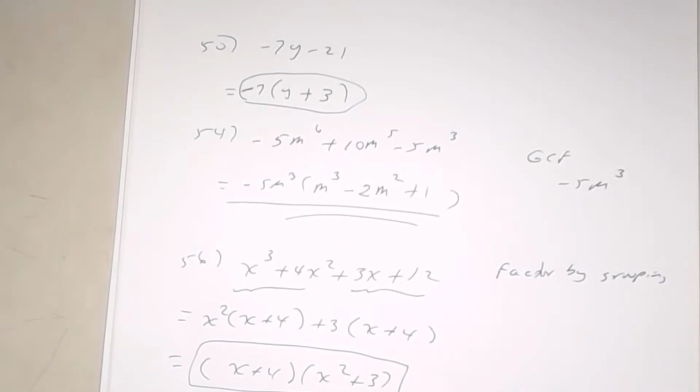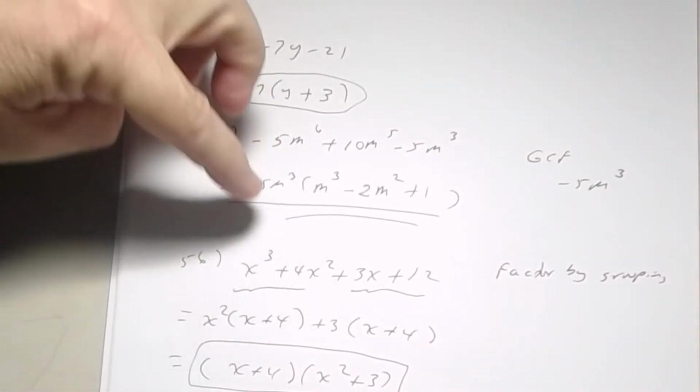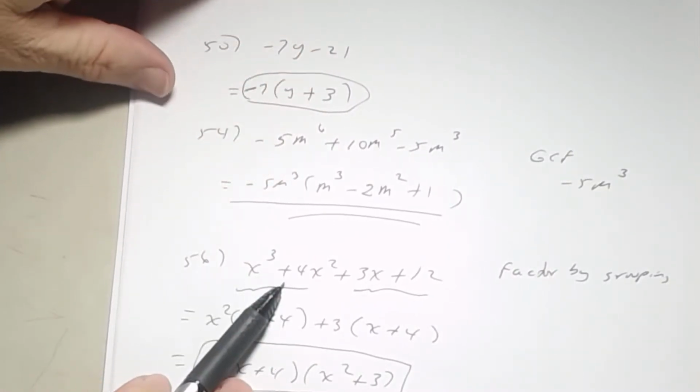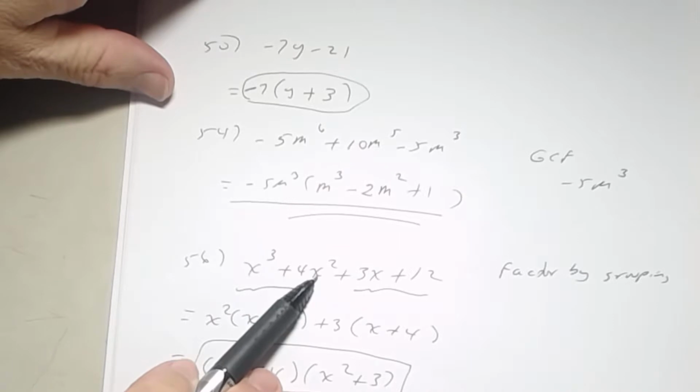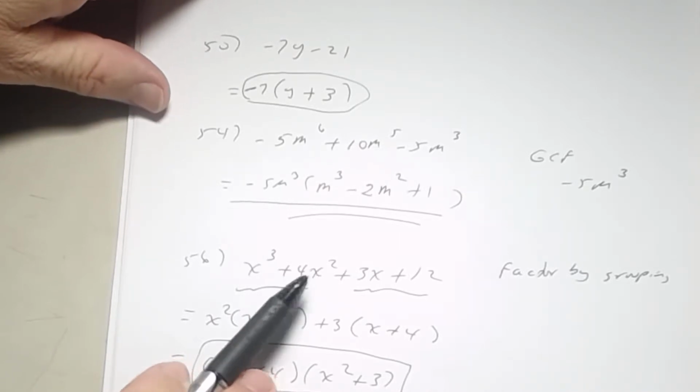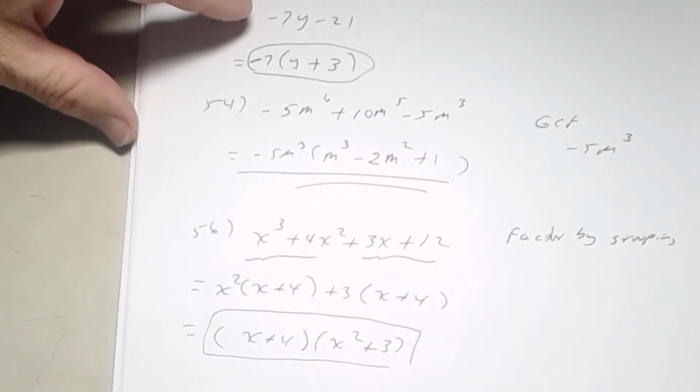All right, so factor by grouping. Where did you get the square from? Because that's the GCF of these two terms. X squared. That's an x cubed. That's an x squared. What do they have in common? How many factors of x? Two of them. So x squared. The first one had no coefficient.